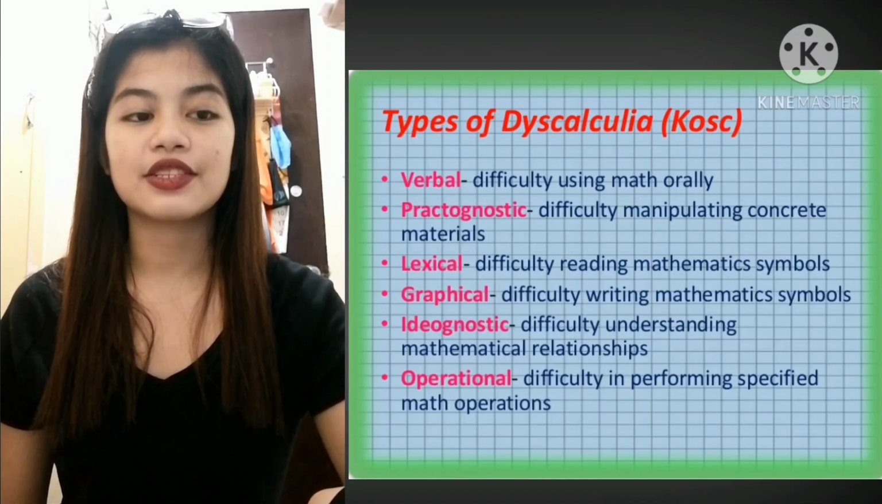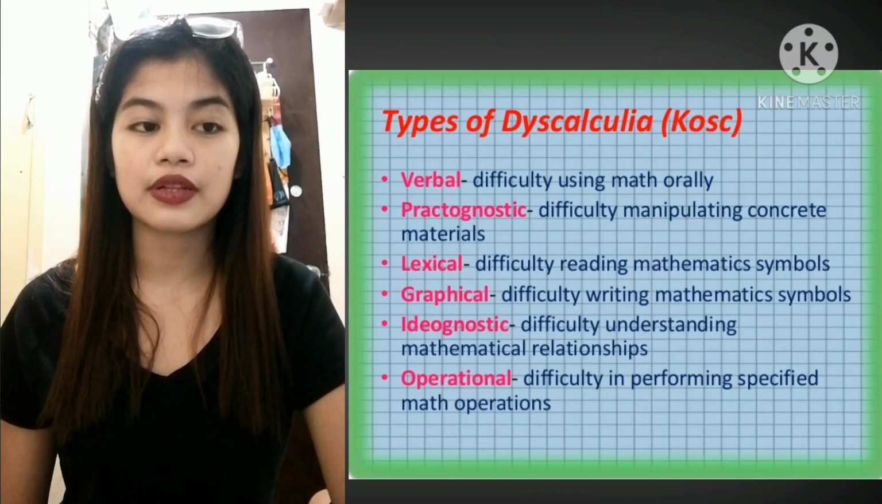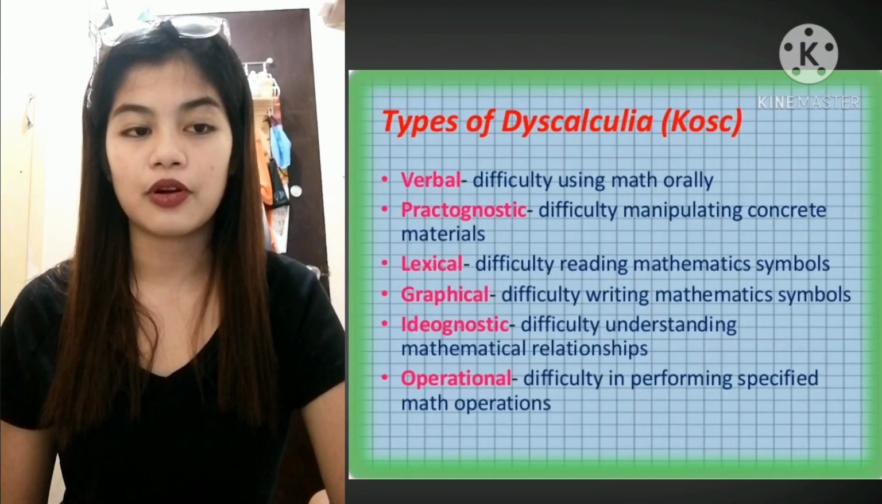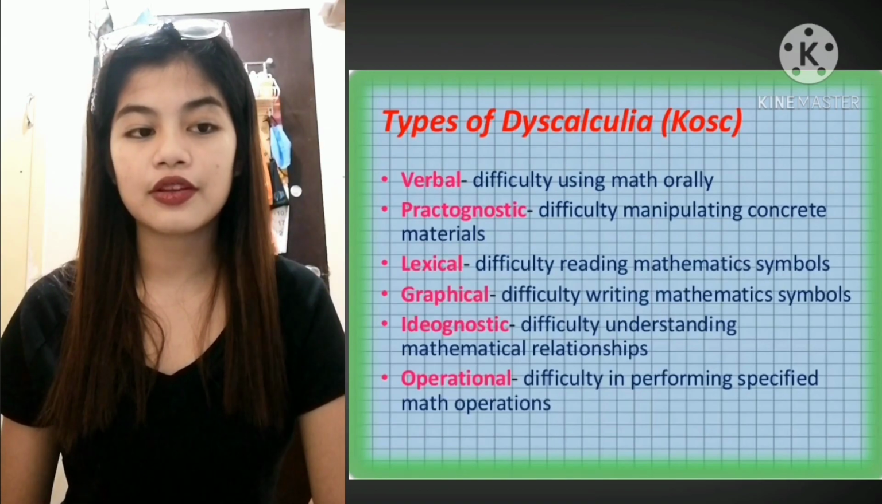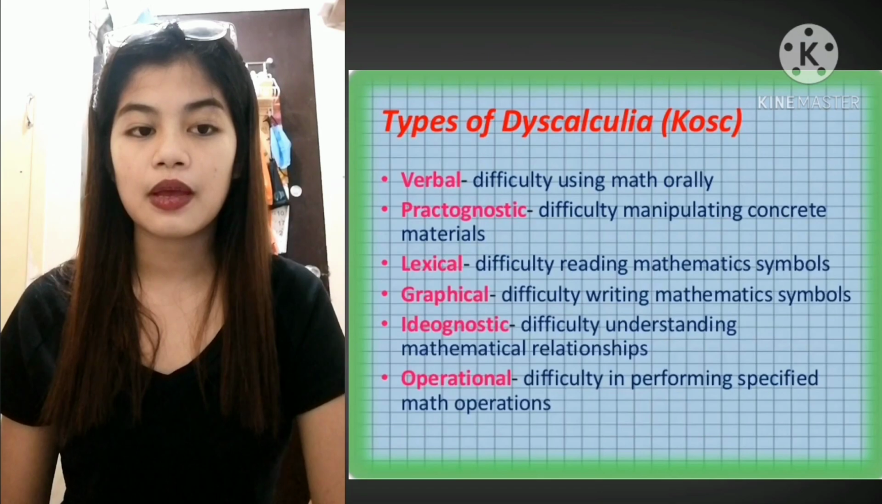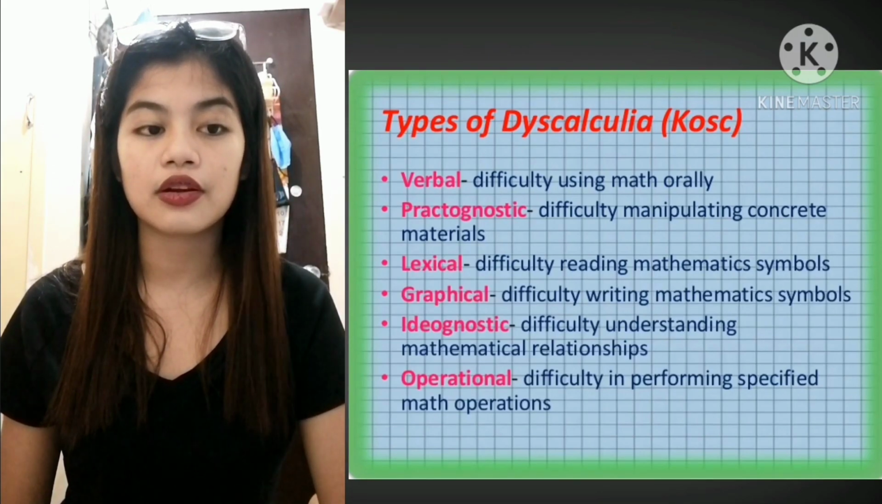The next one is graphical dyscalculia. So this kind of learning disability has difficulty in writing mathematical symbols. Children with this type of dyscalculia are able to understand the mathematics concept but do not have the ability to read, write, or use the correct corresponding symbols.